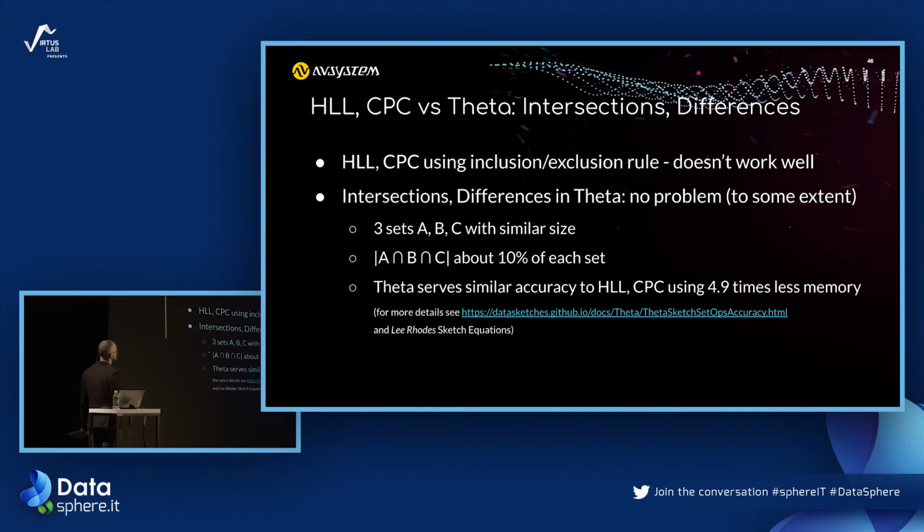For example, if you have 3 sets A, B, C with similar size, and the size of their intersection is about 10% of each set, then Theta serves similar accuracy to HLL or CPC using 4.9 times less memory. But the mathematical error bands for Theta intersections and differences aren't very straightforward, so for more details, I refer to the DataSketches webpage and the Sketch Equations paper.